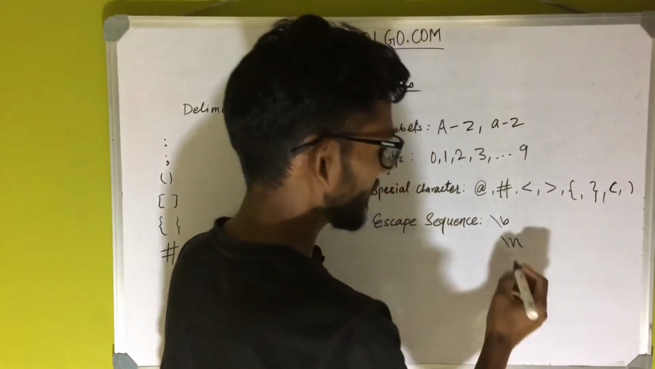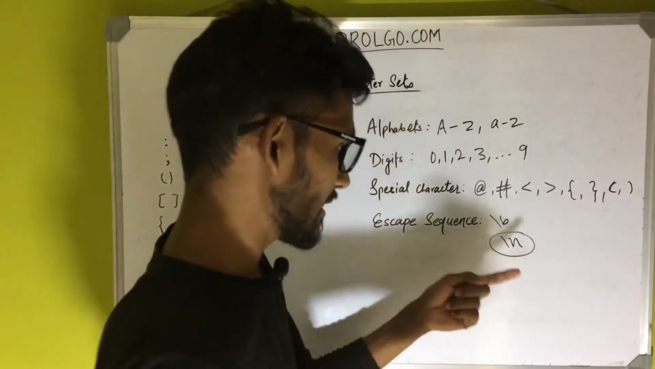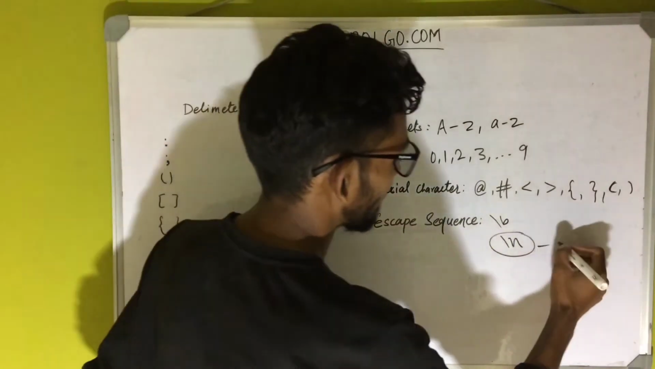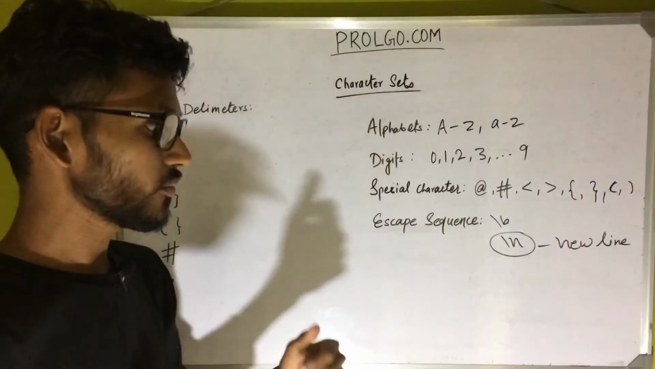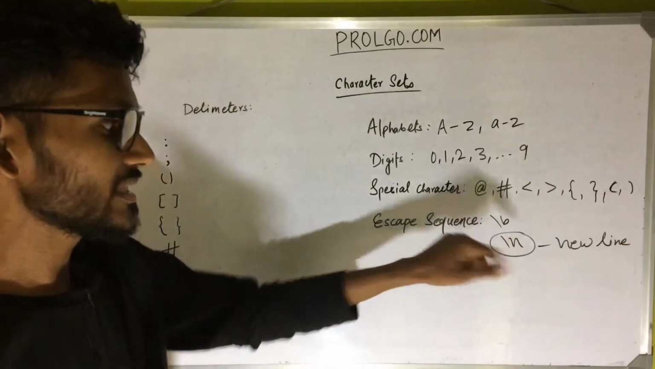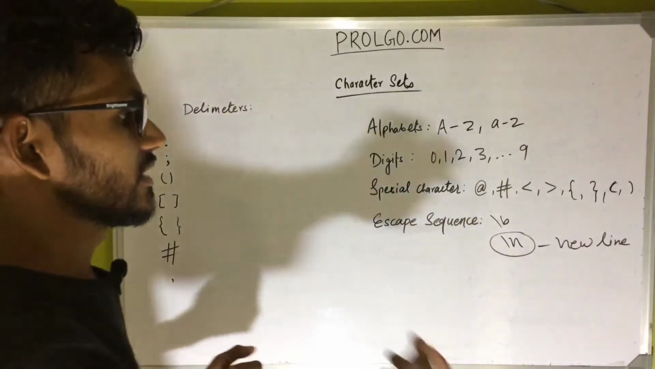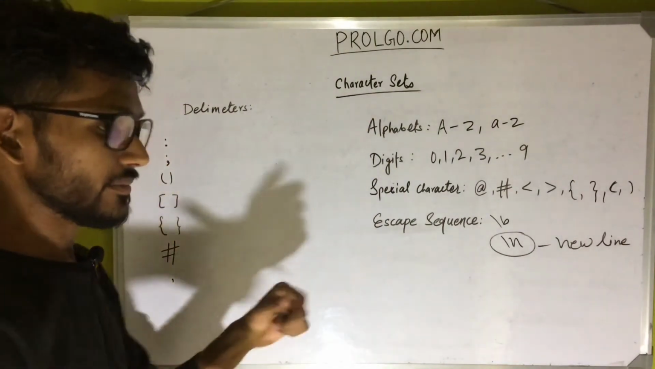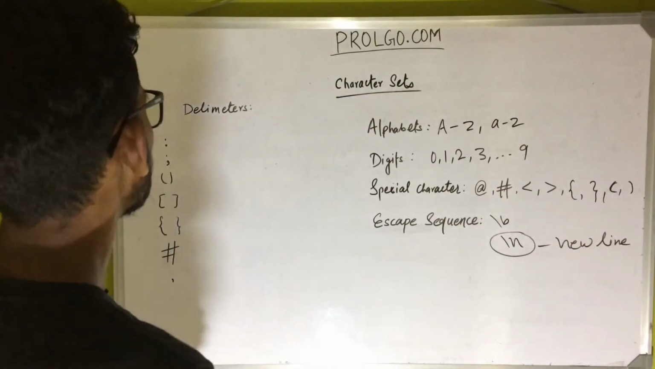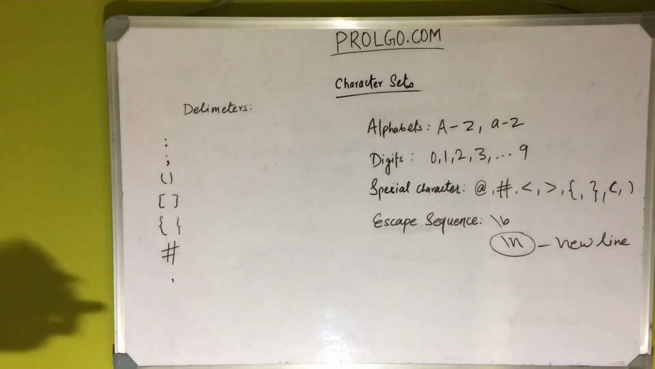There is another one, which is the most used in our program, \n, and this will be used for a new line. So if we want to print on the next line, then we will use \n. It just takes the control to the next line, and whatever the output is will be printed on the next line. And then delimiters.